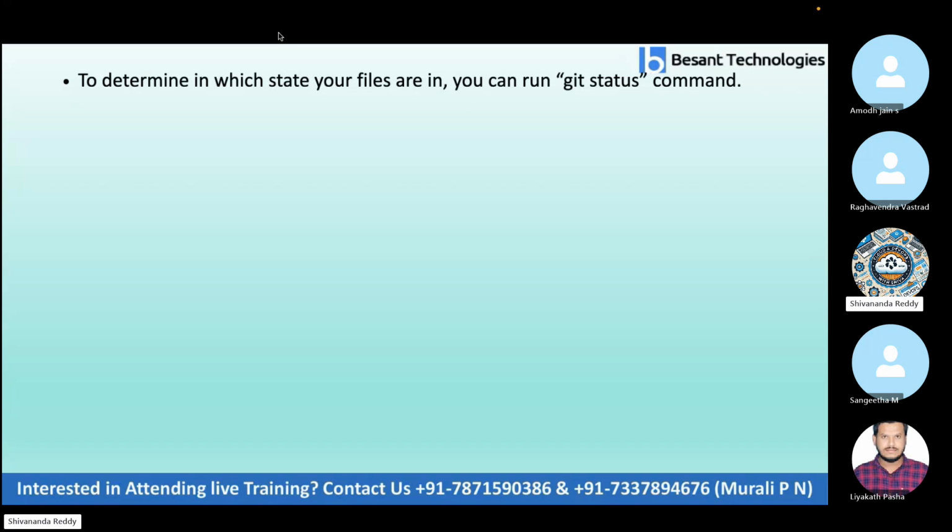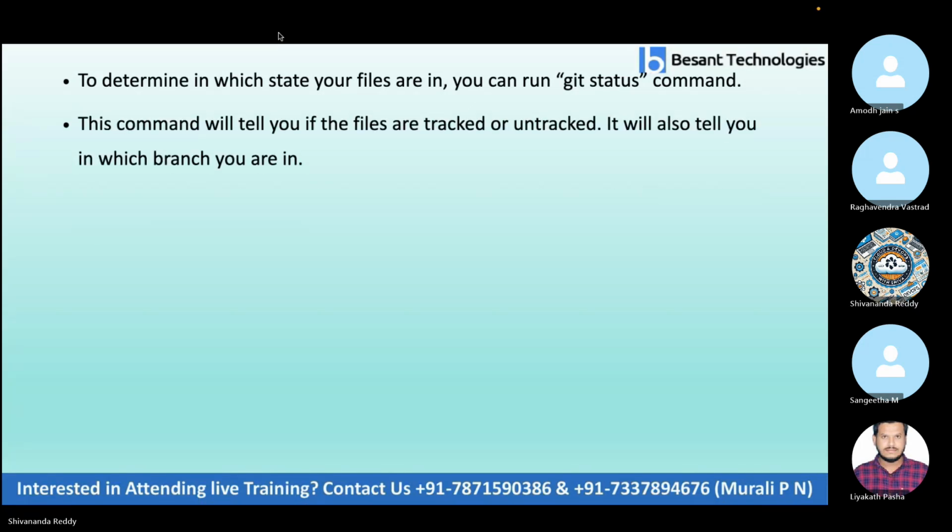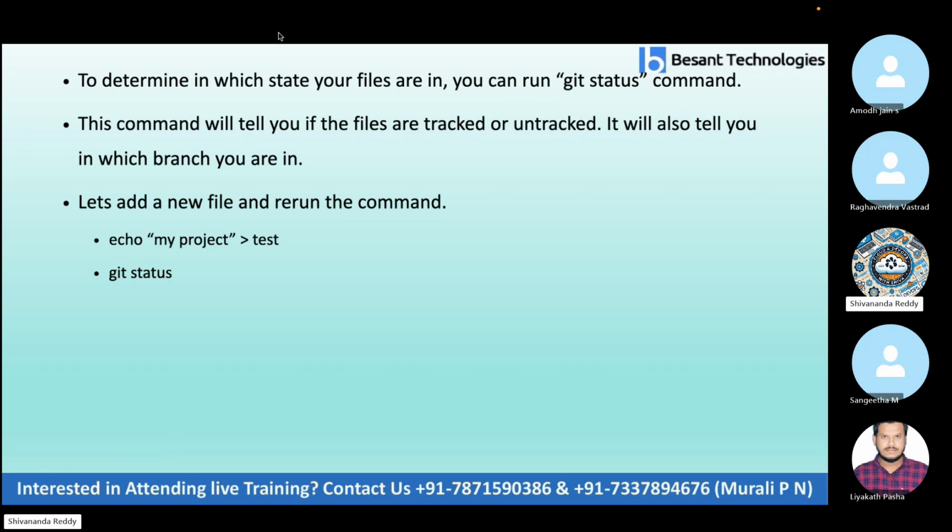To determine which state your files are in, you can run the command called git status. This command will tell you if the files are tracked or untracked. It will also tell you which branch you are in. Like already shown, it's reflecting as master, so that means you're in the master branch.